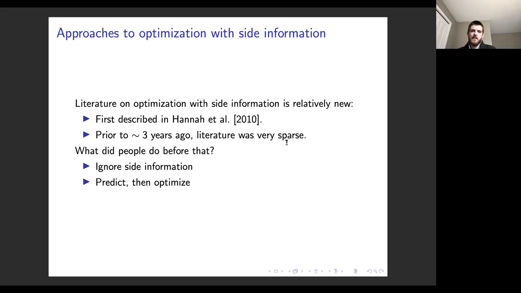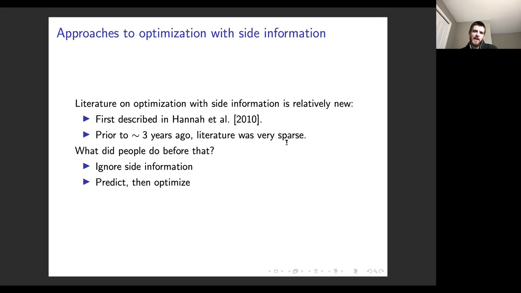The literature on this type of problem is pretty new. The earliest work that I'm aware of that talks about this type of problem was in 2010. And prior to about 3 years ago, literature was very sparse. And there's probably been more written on this problem in the past year than in all preceding years.